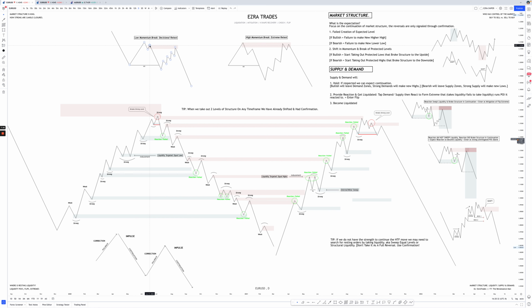The sellers decide to put in all their orders, and this is where they shift and they break structure to the downside, right? It's obviously going to look more like this, for example, with some pauses and pullbacks, but an unmitigated decisional is in this case what we'll probably come back to. And in high momentum, we'll come back to the extreme, right? So that's one thing that I want you to remember.